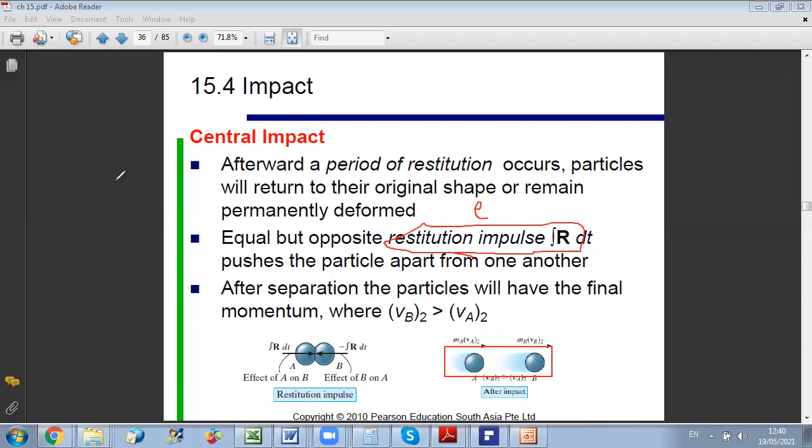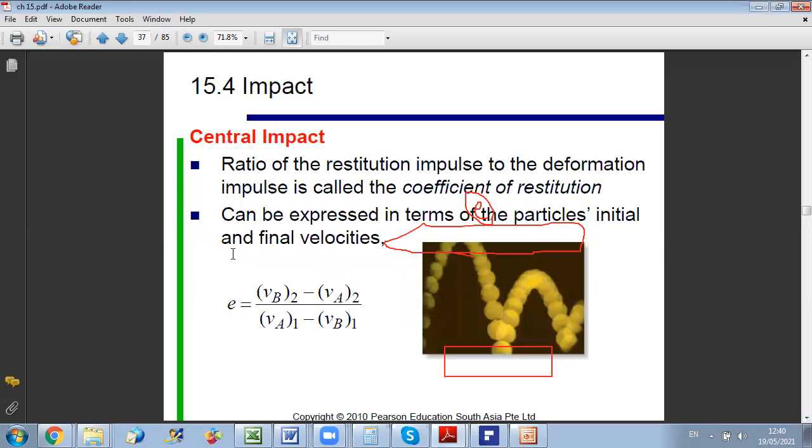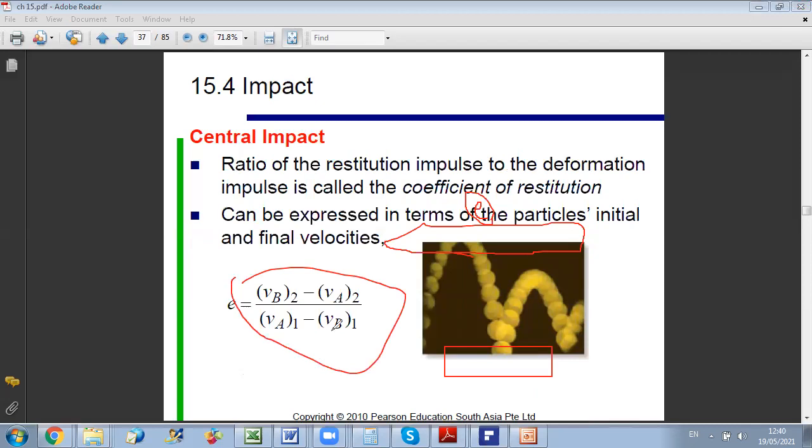This coefficient e will give you an additional equation relating your velocities, because e is calculated as follows, as we have seen last time. It is the ratio VB2 minus VA2 over VA1 minus VB1. Just keep in mind that all these velocities are the projections along the line of impact.